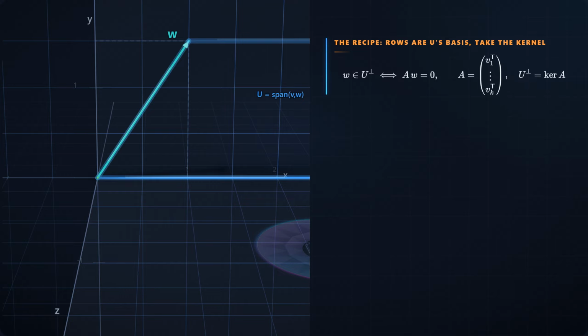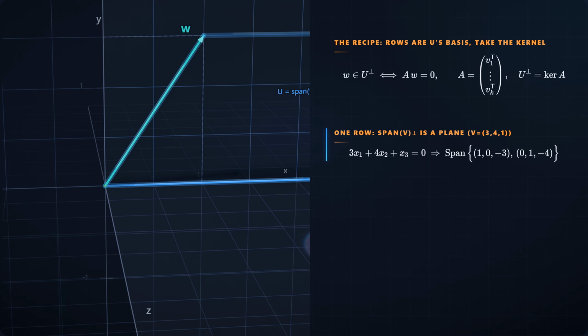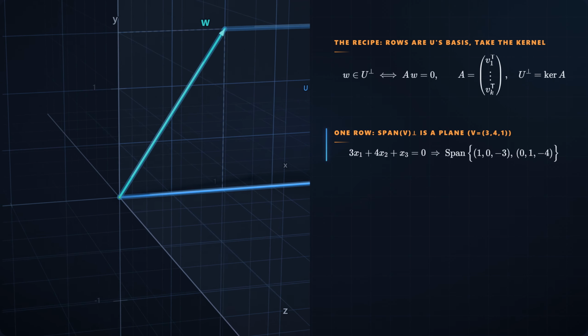You stack the basis vectors of U as the rows of a matrix A. A vector W is in U perp exactly when its scalar product with each row is 0, which is precisely the equation A times W equals 0. So U perp is the kernel of that matrix. Gaussian elimination, and you're done.